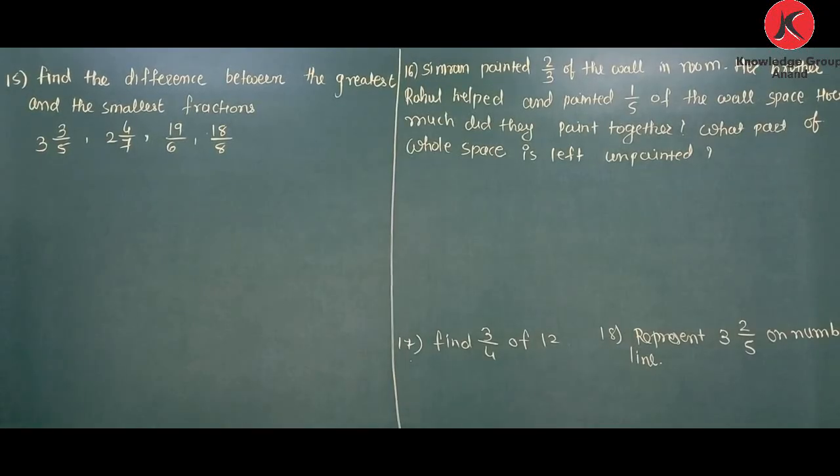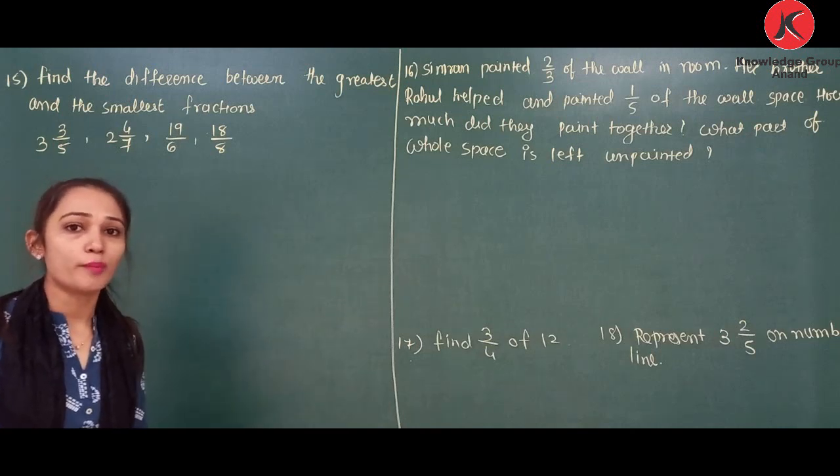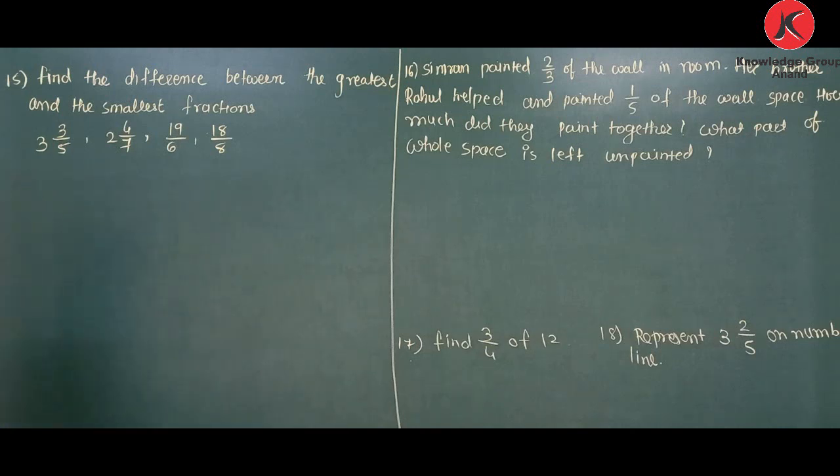Now next question, find the difference between the greatest and the smallest fraction. So here the question is, 4 fractions are given. You need to find which one is greatest, which one is smallest, and after that you need to perform the subtraction of that greatest and smallest fraction. So first of all you need to do the comparison, means which one is greatest and which one is smallest. So for comparison you need to make the denominator same. So let's first compare them.